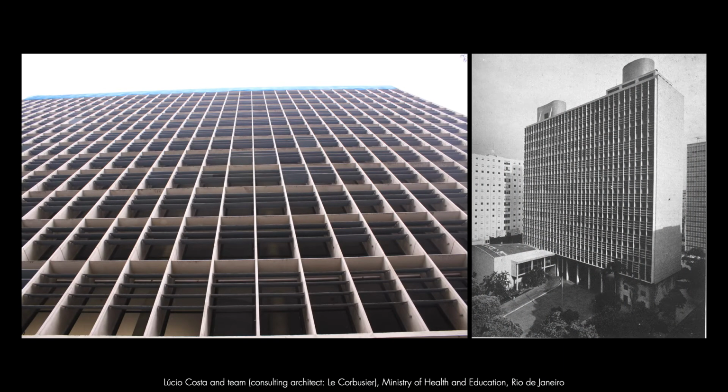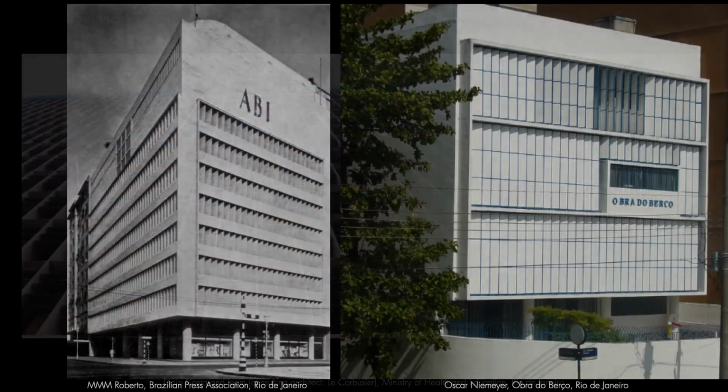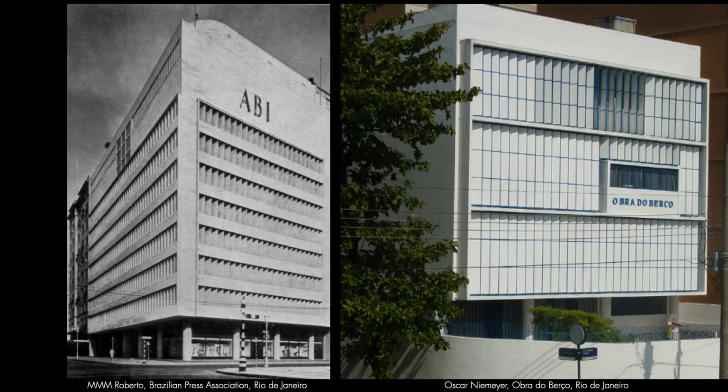In the 1930s, the facade began to recover the three-dimensionality that had been replaced by glazed surfaces. The element responsible for this is the brise-soleil, the sunshade that, allegedly introduced in modern architecture by Le Corbusier, becomes almost a trademark of Brazilian architecture after the construction of buildings such as the Ministry of Education and Health, Obra do Berço, Brazilian Association of Press, and the Santos Dumont Airport.